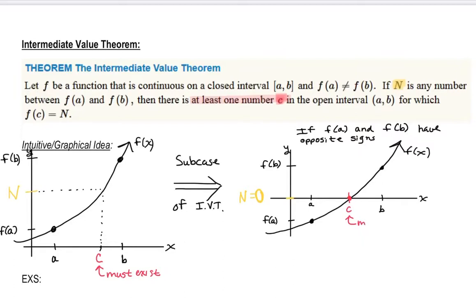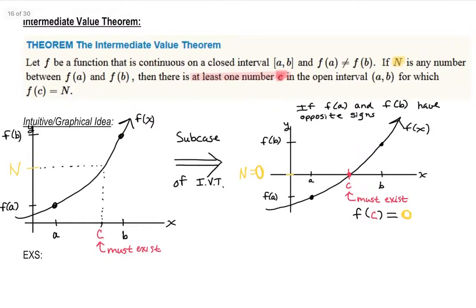So this is the value that must exist. Specifically, what value has to exist? This point where f of c is equal to, and the specific value of n that we're talking about here is 0. Okay, so this is going to be your subcase of the intermediate value theorem that you'll probably be given homework questions about, more so than the general case, if I remember.